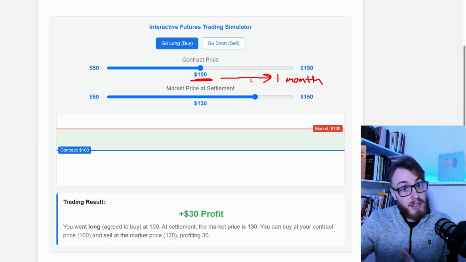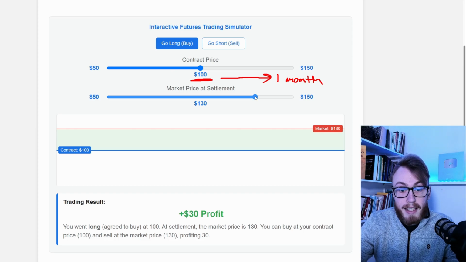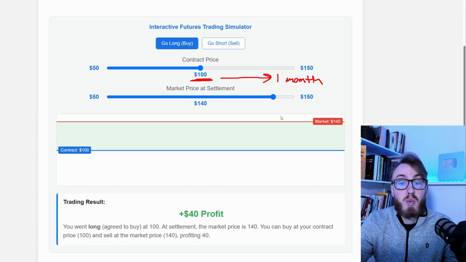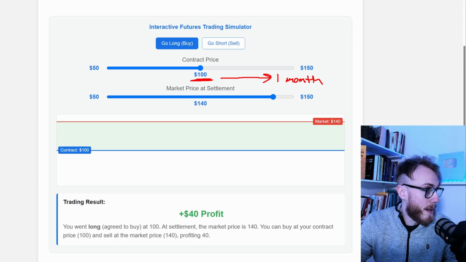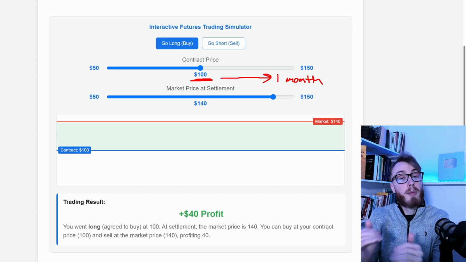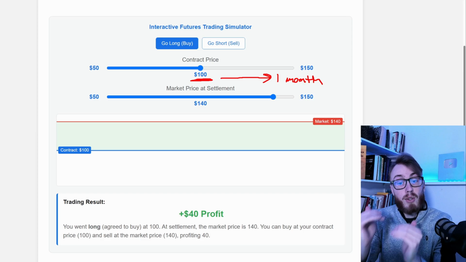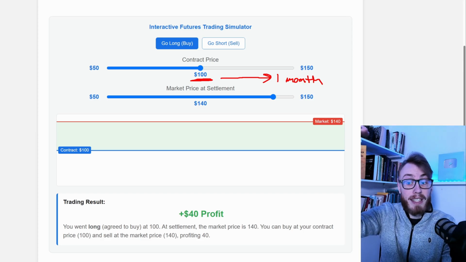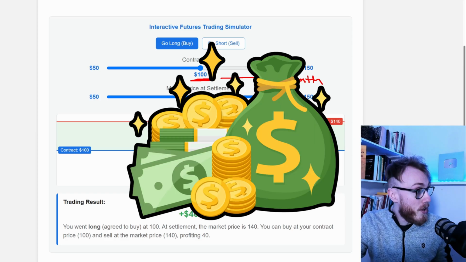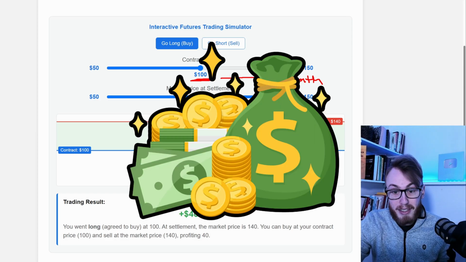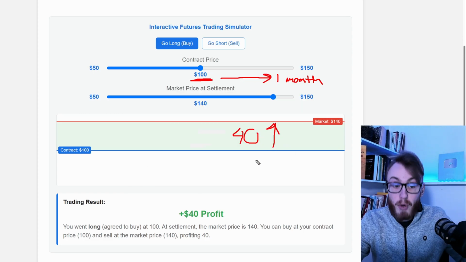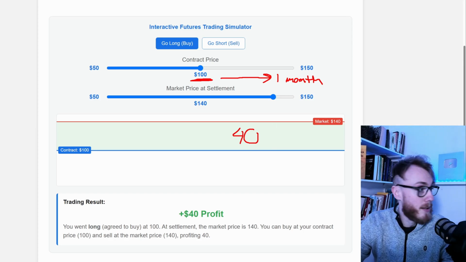Now let's fast forward 1 month. Let's say that the price of the stock after this month is 140. But remember that we have already decided that we're going to buy the stock for 100. So if the price is 140, that means that if we right away sell the stock, we have made $40 in profit, right? We have made $40 because the stock is $40 more than our contract price.